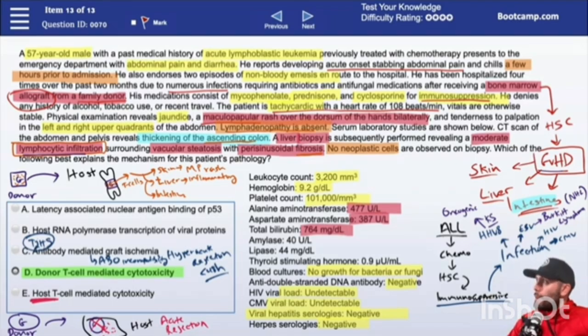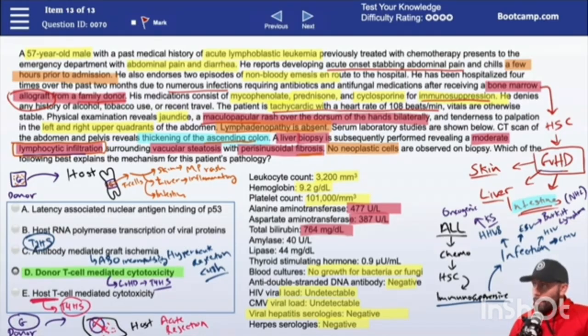Whereas if we're talking about graft versus host disease, this would be more of a type 4 hypersensitivity because it's a cell-mediated cytotoxicity. The same thing for an acute rejection, right? In an acute rejection, again, type 4 hypersensitivity, because in acute rejection, it's host T cells that are mediating the cytotoxicity.